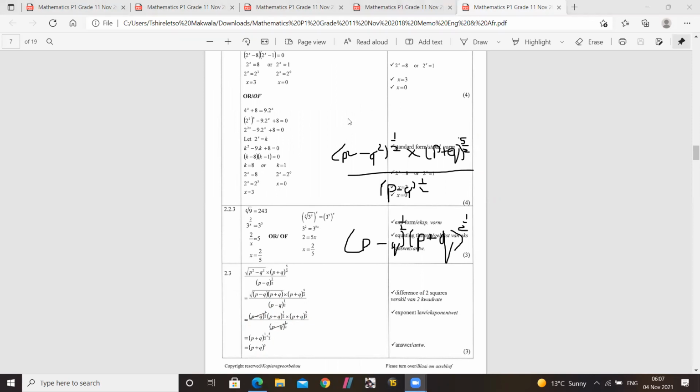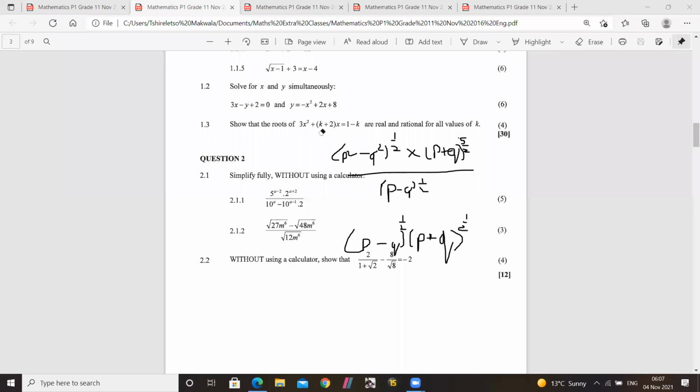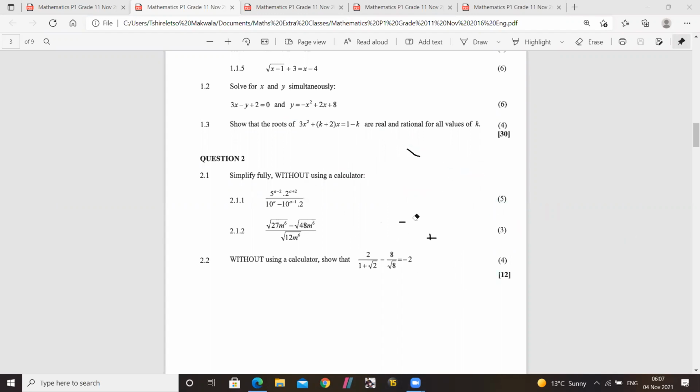For question 2, they will ask you laws of exponents only. It will only be laws of exponents that they will be testing. So that's how to approach question 2. Let's move on.